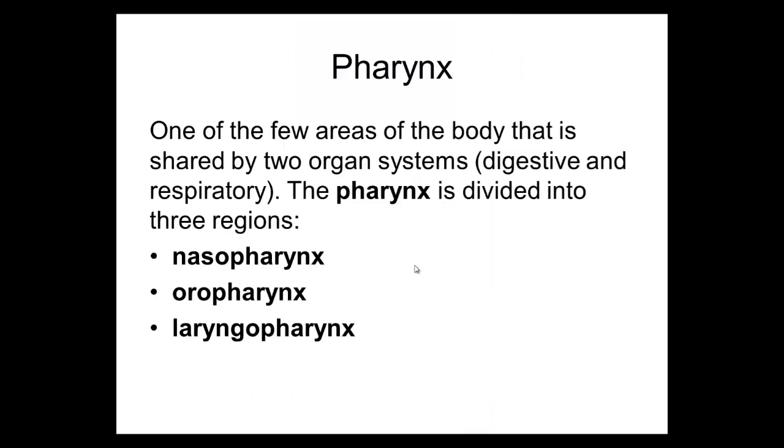Okay, so we're good with the nose and the paranasal sinuses, and we got into the pharynx. And the pharynx is divided into 3 portions: nasopharynx, that's the one behind the nose; oropharynx, that's the one behind the mouth; and the laryngopharynx, will be the continuation downward with the larynx.